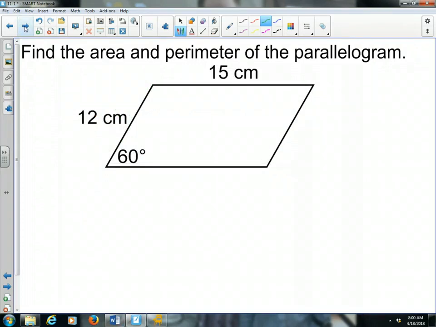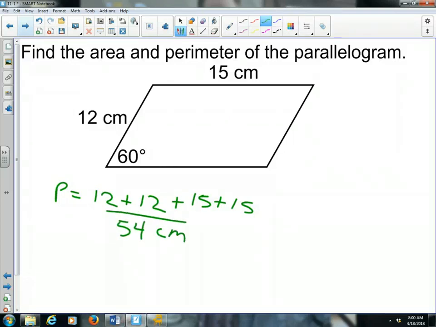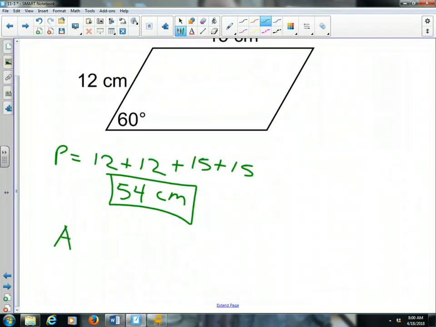Here, again, the perimeter should be very simple. In a parallelogram, opposite sides are congruent. So there's 2 sides of 12 centimeters, and there's 2 sides of 15 centimeters. So you add up 12 plus 12 plus 15 plus 15, and you get 54 centimeters. Hopefully that's basic enough. The area, again, the area equals the base times the height.